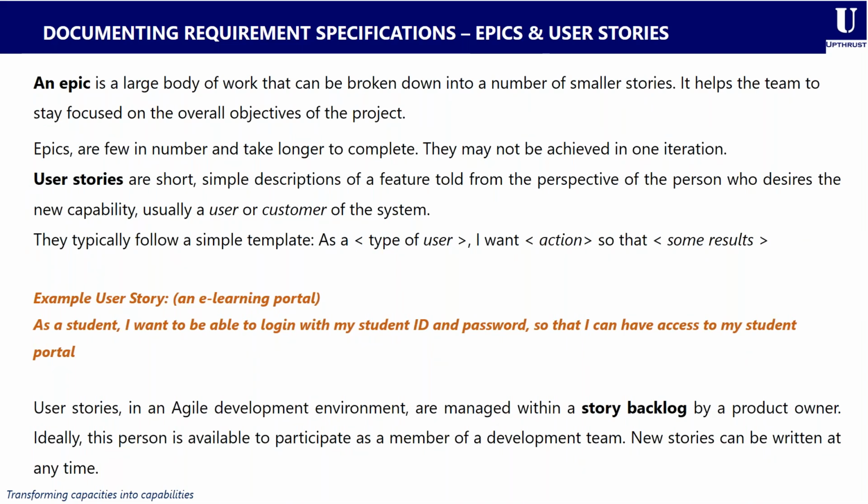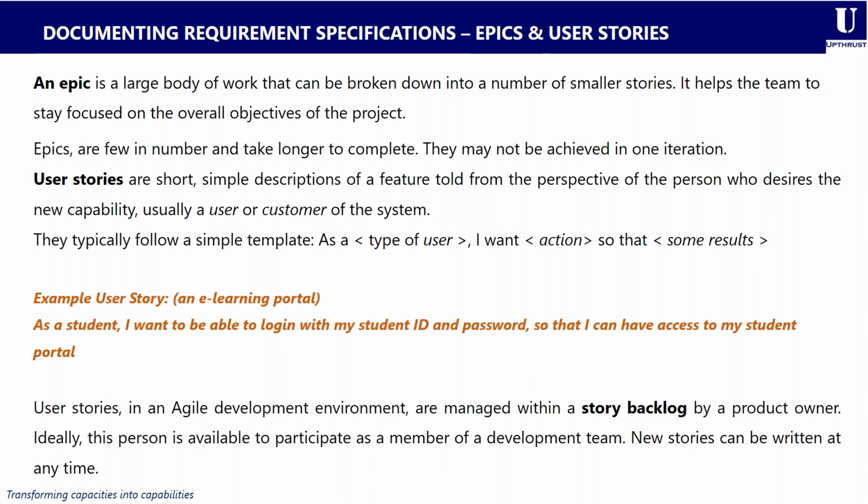An EPIC in itself is a large body of work that can be broken down into a number of smaller stories. It helps the team to stay focused on the overall objectives of the project. Epics are few in number, they take a longer time to complete, and they may not be achieved in one particular iteration. User stories, on the other hand, are short, simple descriptions of a feature told from the perspective of the person who desires the new capability, and at this stage is mostly a user or a customer of the system.